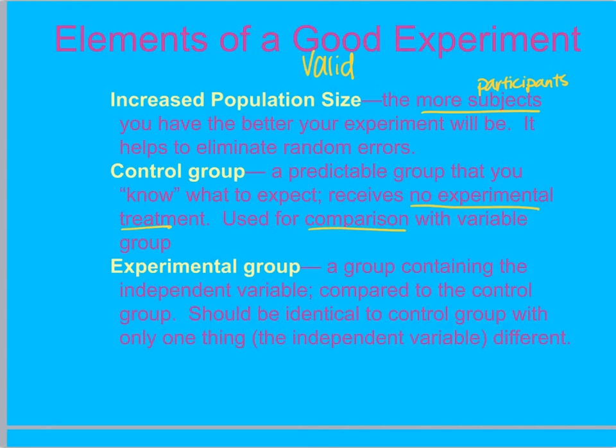Another name for the variable group is the experimental group or the tested group. So it's used to compare what's normal with what's new, the experimental group. So remember, the experimental group gets something extra. That extra thing is called the independent variable. So it's a group containing your independent variable, and it should be identical to the control group when compared to it, with only one thing different, your independent variable. So it'll have one extra thing added to it.